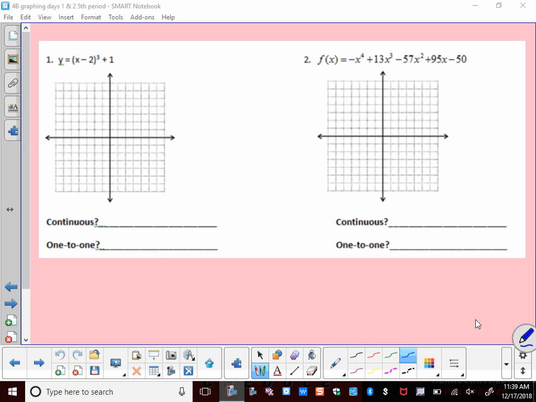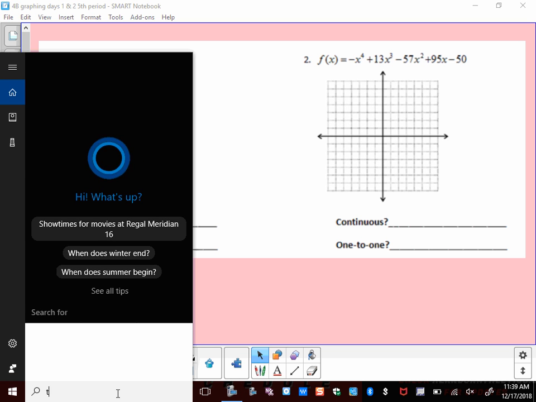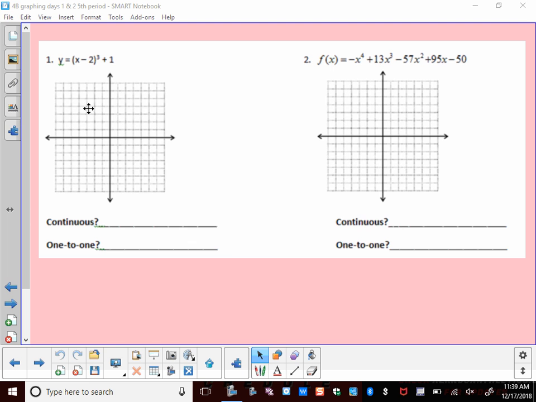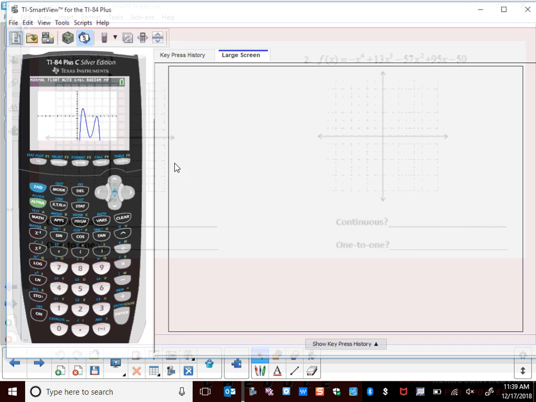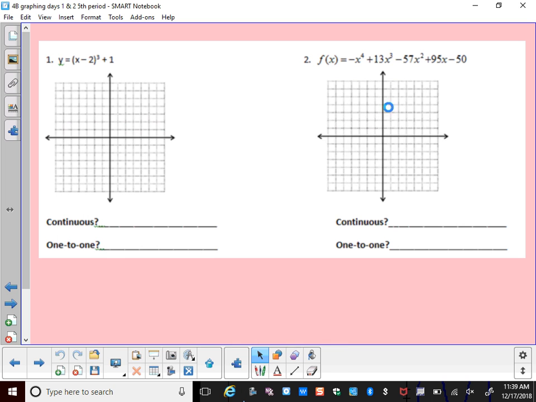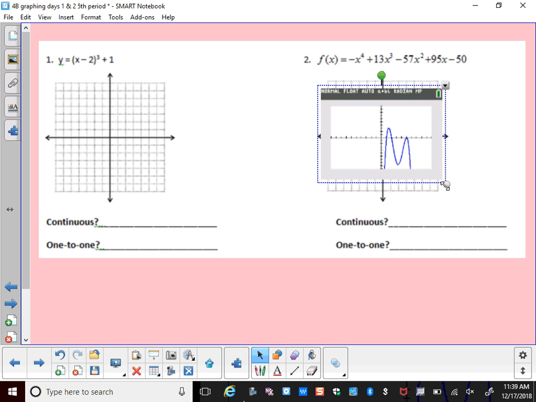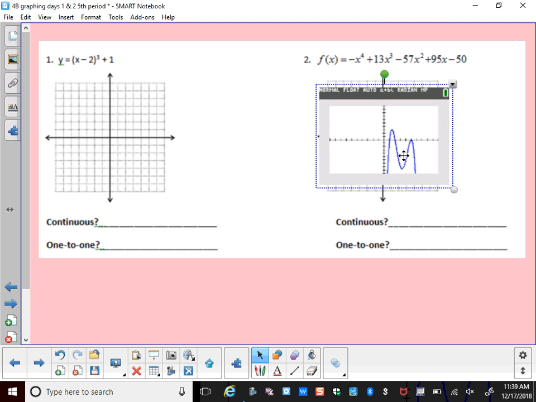Okay, so for this one, when you put it into your calculator, did you sketch this graph? All right, so this is the second graph, right? That's what it should look like. I'm just going to try to put that there.